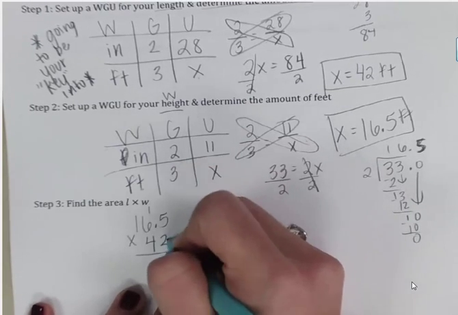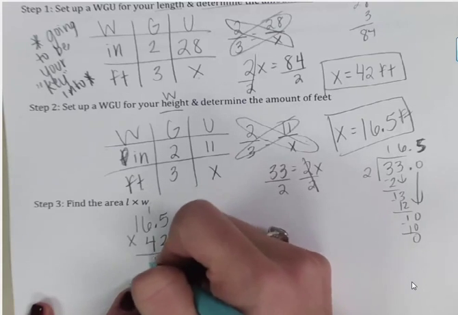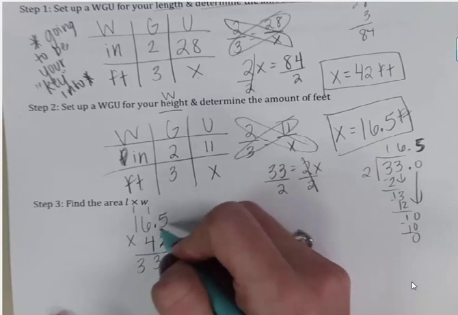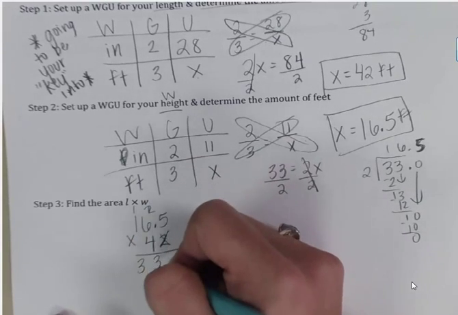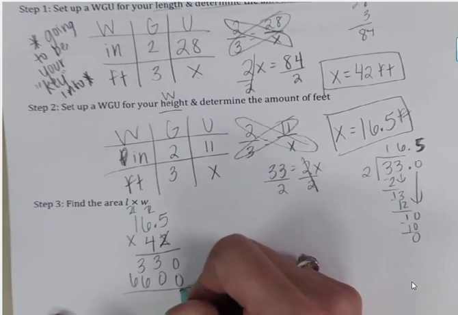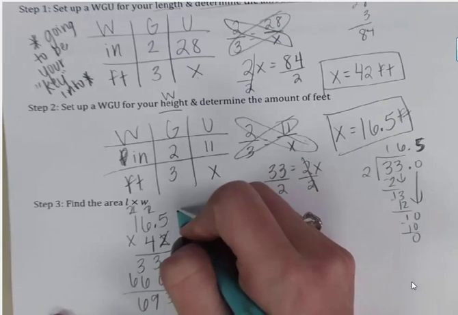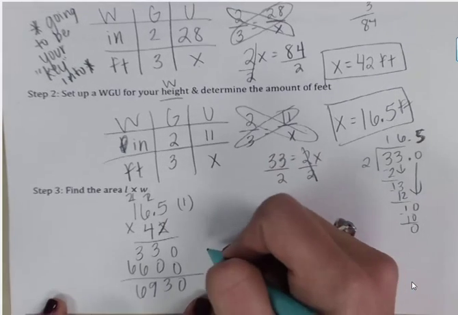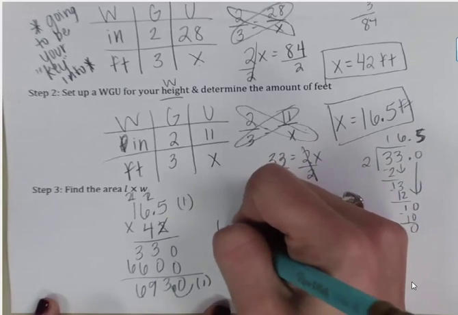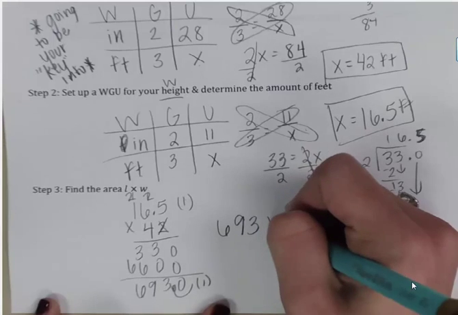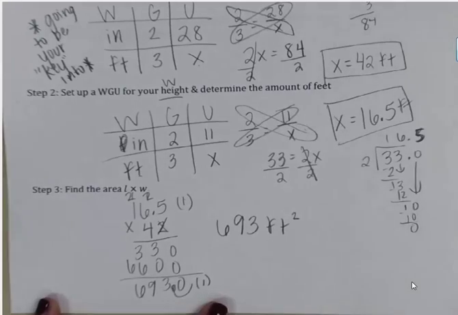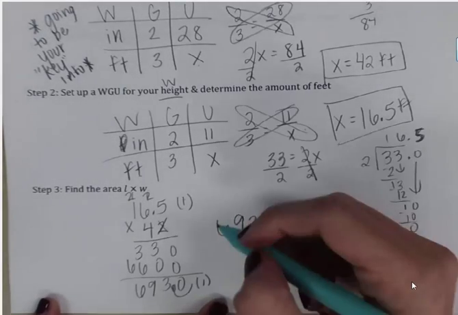2 times 6 is 12, plus 1 is 13. 2 times 1 is 2, plus 1 is 3. Move your decimal place 1 place. And so in your answer you have to put 1 place. So the total area is 693 feet squared. Don't forget, area is always squared because you're multiplying 2 numbers together. So area is always squared.